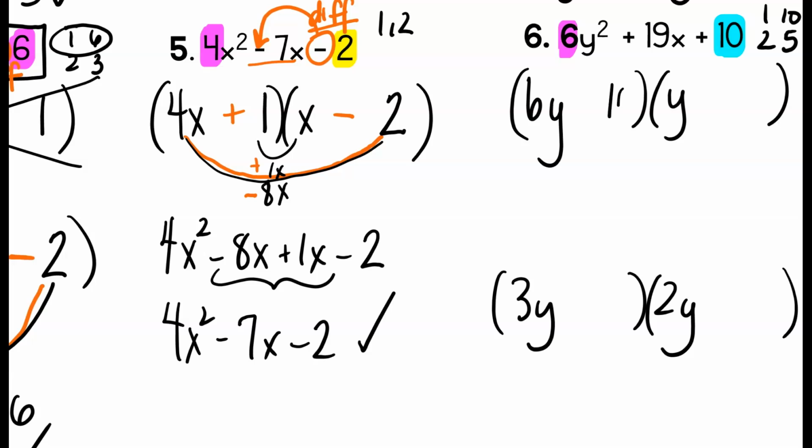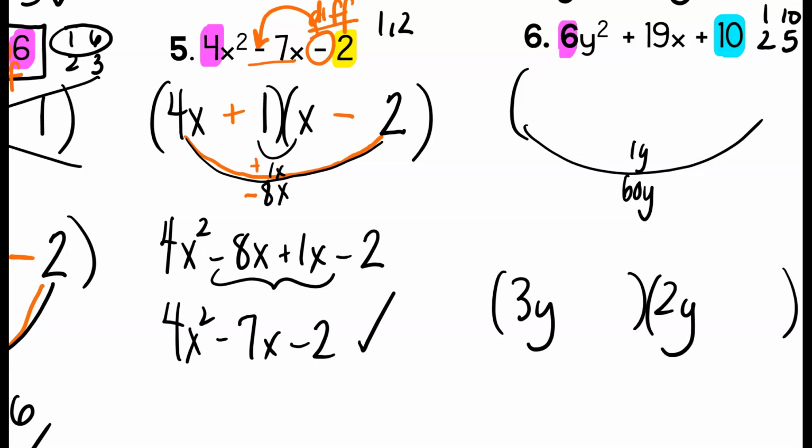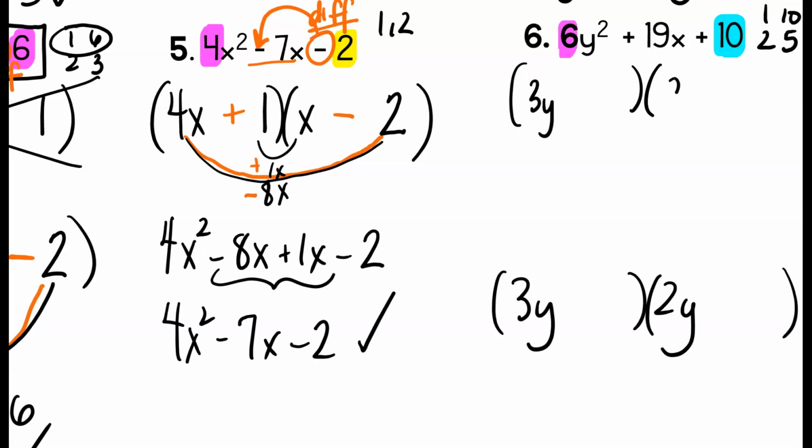I would not put the 10 there because they are both even and they don't have anything in common from the start, so they won't have anything in common at the end. So instead I'd put the 10 here, which would limit me to the 1 there. When we multiply, we get 60y and 1y, and oh my goodness, that is not going to give me 19. So this trial has been exhausted. It doesn't work. Let's continue with the 3y and the 2y.